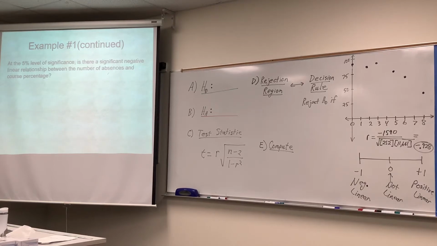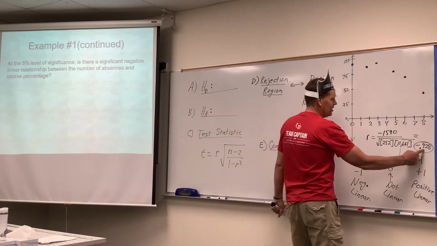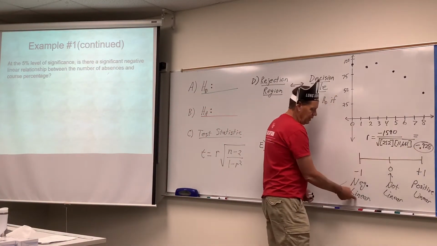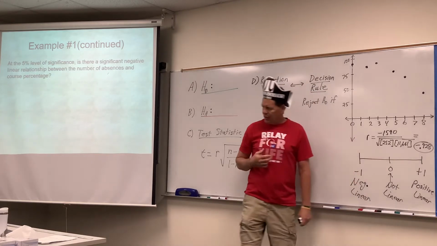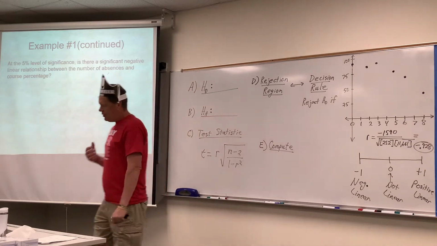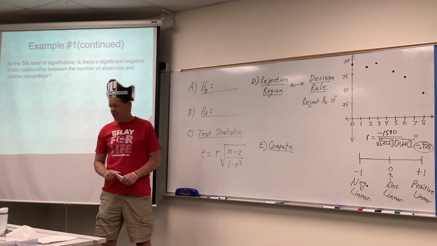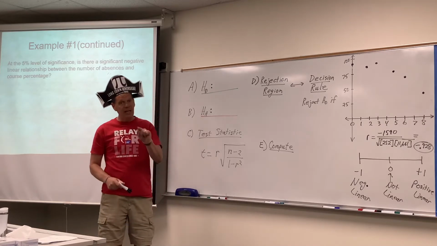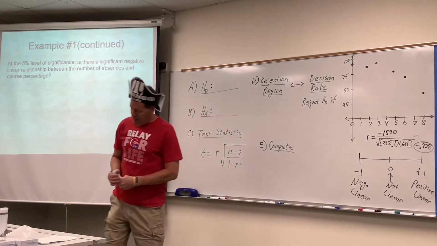We're back with example 1 continued. All right, so once you have an R value, you want to test it to see if it's significant enough to indicate a linear relationship of some kind. Now, this particular question says, at the 5% level of significance, is there a significant negative linear relationship? So here's the idea behind that.